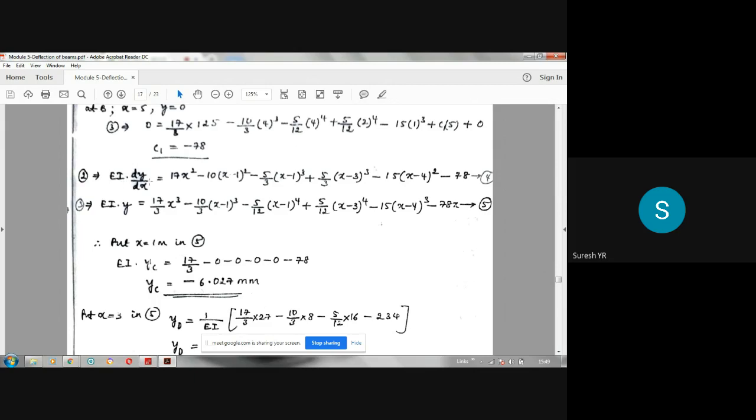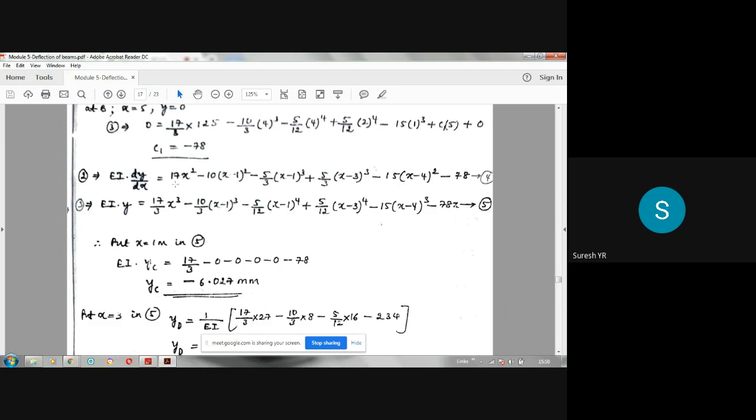So EI into theta A is equal to, this becomes 0. If you put x is equal to 0, this becomes 0. This becomes negative. This becomes negative. This becomes negative. This becomes negative. Minus 78. Only two terms will come, the first and last term. All these are neglected because of negative.